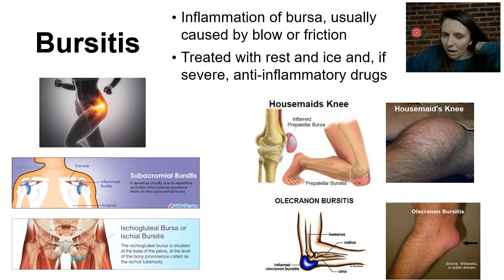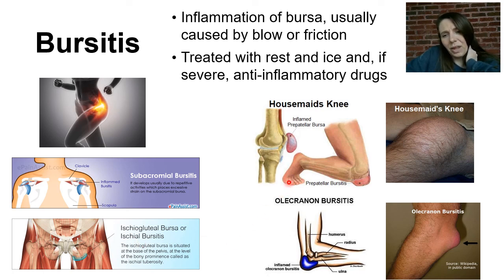So some common types of bursitis that I have actually over here are things like subacromial bursitis, and usually this one is due to repetitive activities that cause excess strain on the bursa that's located just underneath the acromion of the scapula. If you have ischial bursitis, this is usually situated at the base of the pelvis, sort of on your butt bone, called your ischial tuberosity.